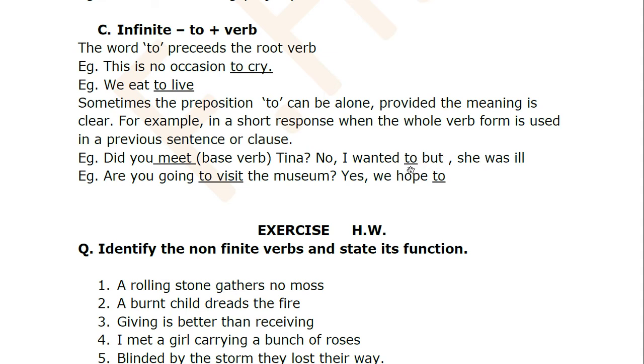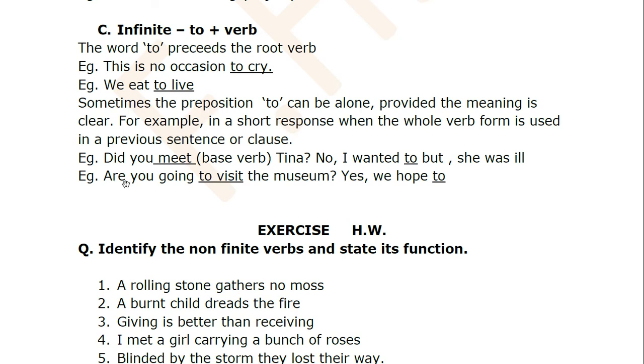Now here you see "to" is all by itself. But you're talking of the same person, Tina, and you wanted to what? You wanted to meet. Yes, you wanted to meet. And "meet" is there in the previous sentence. So that's why it is valid, but you have to underline both here, "to" and "meet". So it becomes an infinitive verb.